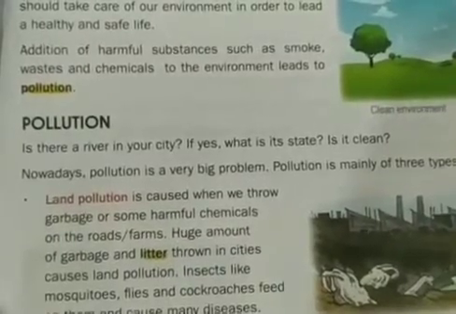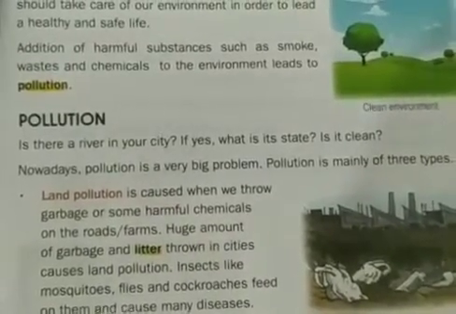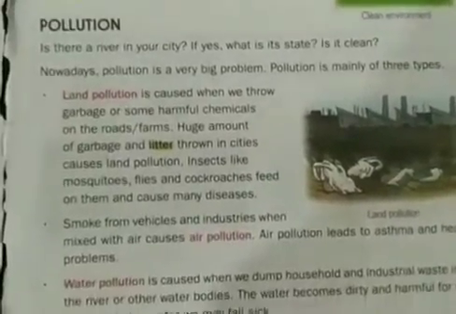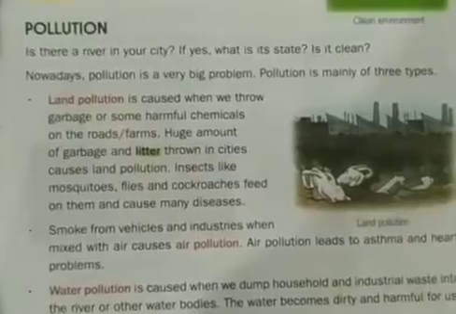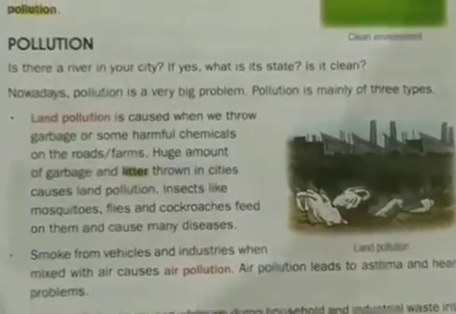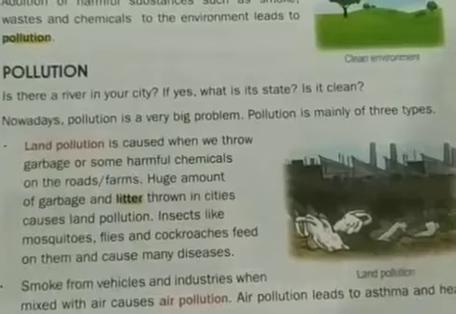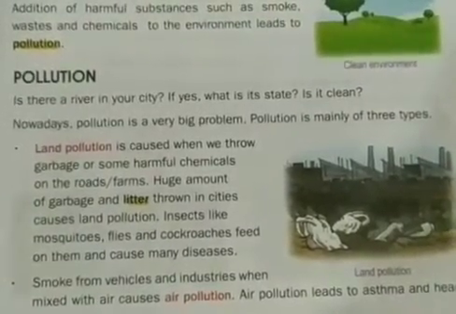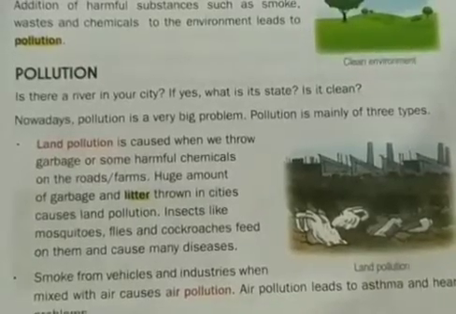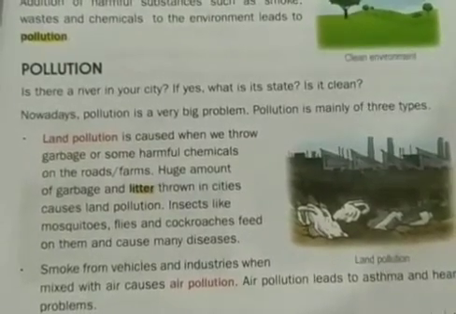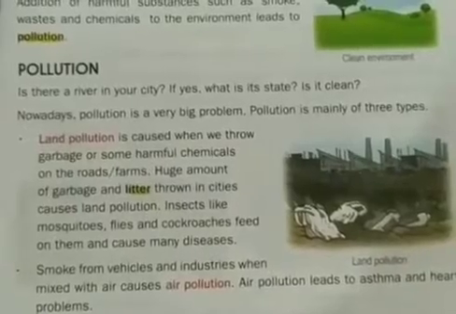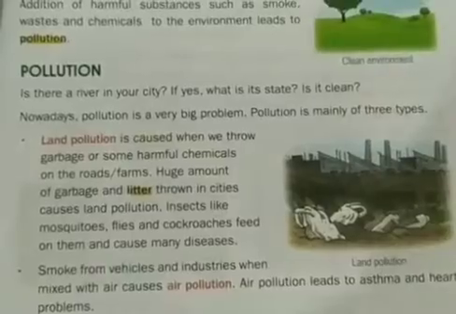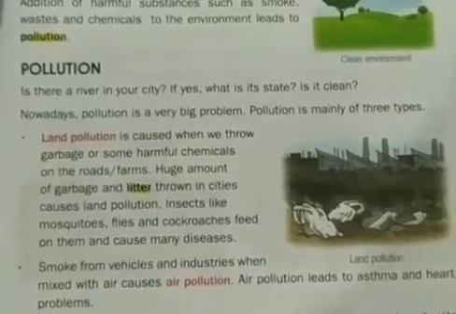Nowadays, pollution is a very big problem. Pollution is mainly of three types: land pollution, air pollution and water pollution. So first of all, we will know about land pollution. Land pollution is caused when we throw garbage or some harmful chemicals on the roads or farms. Huge amount of garbage and litter thrown in cities causes land pollution. Insects like mosquitoes, flies and cockroaches feed on them and cause many diseases.